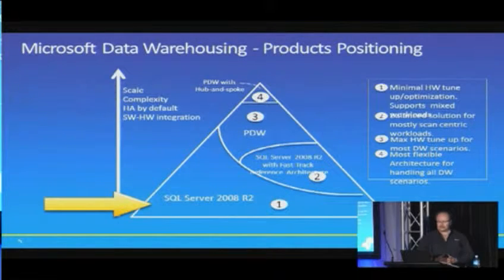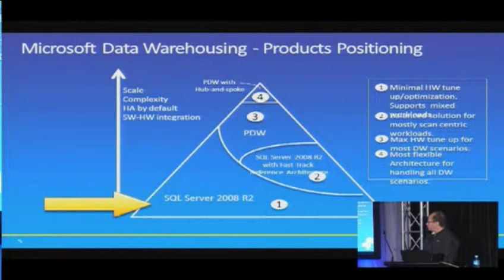Okay, so let's talk about the Microsoft data warehouse and the product positioning. If you haven't seen this triangle before, get to know it well. You're going to be seeing that for the next couple of years, probably. So it's a new marketing thing. It shows the positioning of the different offerings from Microsoft, starting from the lower scale or complexity. As it goes up the scale, it gets more complex, but it gives you, of course, higher availability and higher scalability as far as the data size it can accommodate.